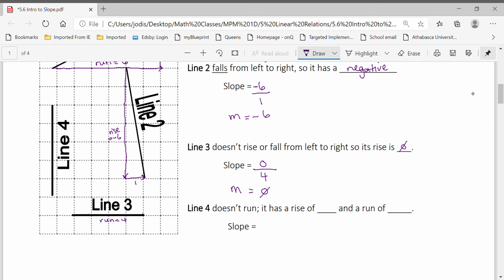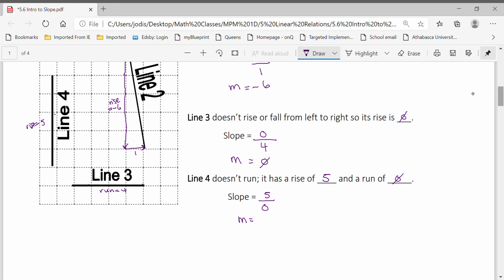Then if we check out line 4, it doesn't run. It has a rise, though. If we go up or down, it's 1, 2, 3, 4, 5, which is our rise. And it has a run of 0, it doesn't go left to right. So our slope is 5 over 0. But we know that we can't divide anything by 0, so we're going to say that our slope is undefined.